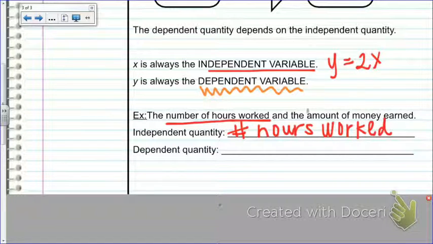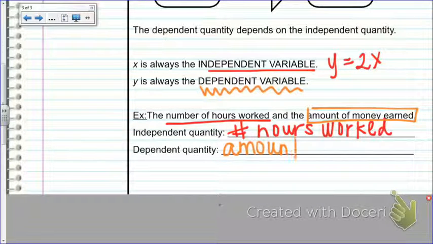And our dependent is the amount of money that you earn. Okay, so let's say amount earned. And then here's where the very last part of these notes are going to come in. Look at your independent quantity. It says the number of hours worked. So that means that we are counting your time in what unit?